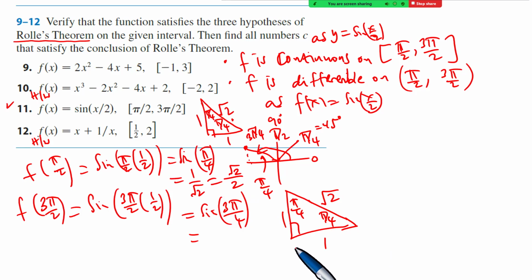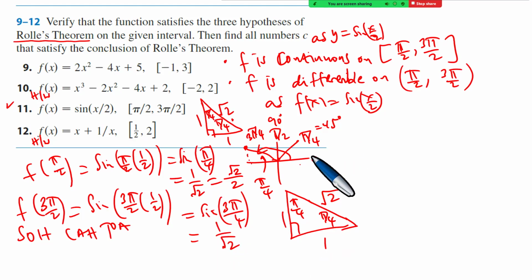With that in mind, we can use our old friend from school, SOHCAHTOA. The sine is opposite over hypotenuse. Opposite pi over 4 is 1, and the hypotenuse is the square root of 2, so it's exactly this. Now we're covering this theorem so that you can understand it.